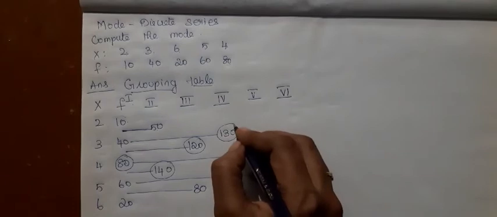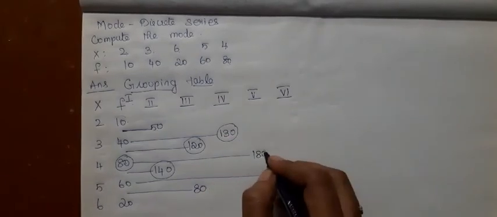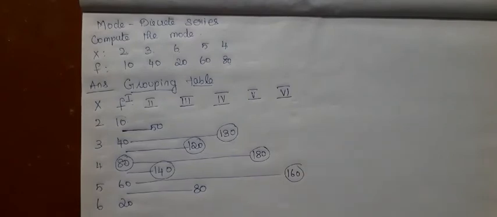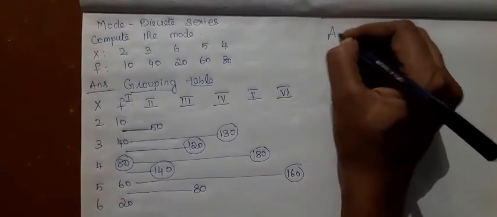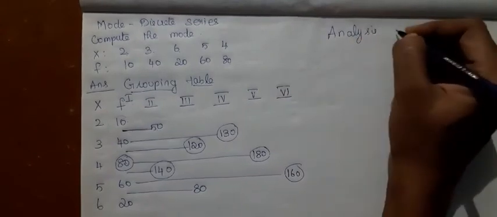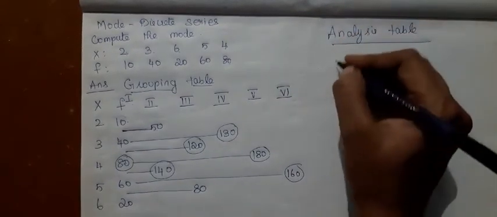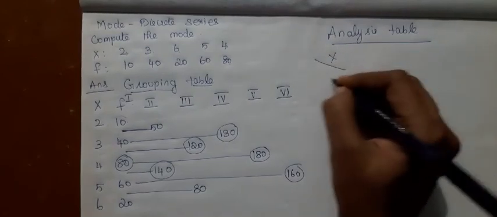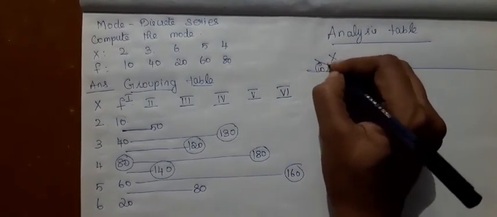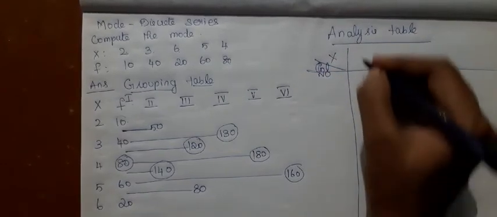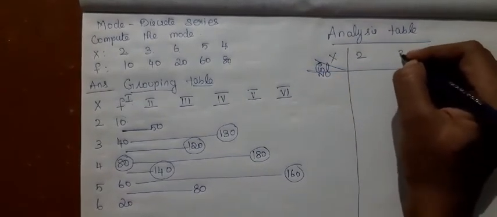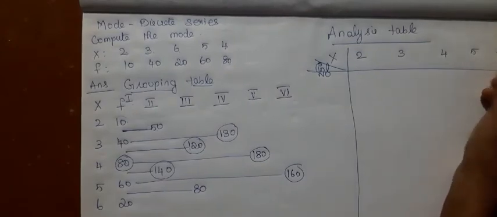In this grouping table, identify the largest value in the first column, the largest value in the second column, the largest value in the third column, and the maximum value in the fourth column. You have only one value, that is the biggest value. Identify these values. Then go to the next table called analysis table. In the analysis table, write the values of x in the topmost row. X values are 2, 3, 4, 5, 6.